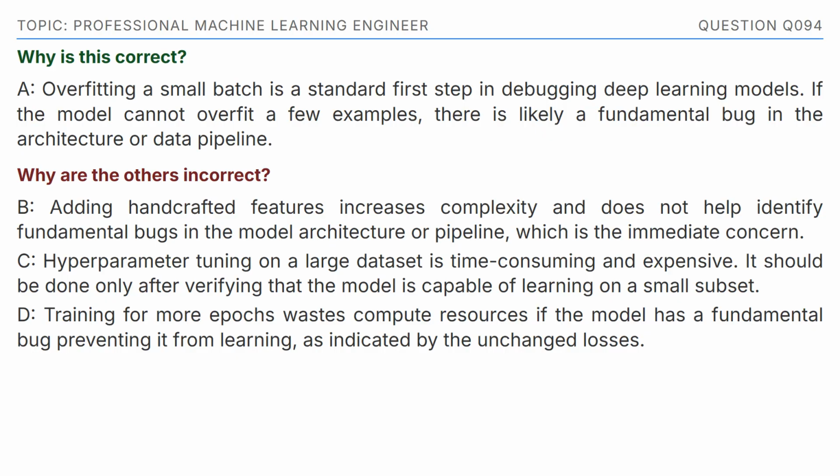B. Adding handcrafted features increases complexity and does not help identify fundamental bugs in the model architecture or pipeline, which is the immediate concern. C. Hyperparameter tuning on a large dataset is time-consuming and expensive. It should be done only after verifying that the model is capable of learning on a small subset. D. Training for more epochs wastes compute resources if the model has a fundamental bug preventing it from learning, as indicated by the unchanged losses.